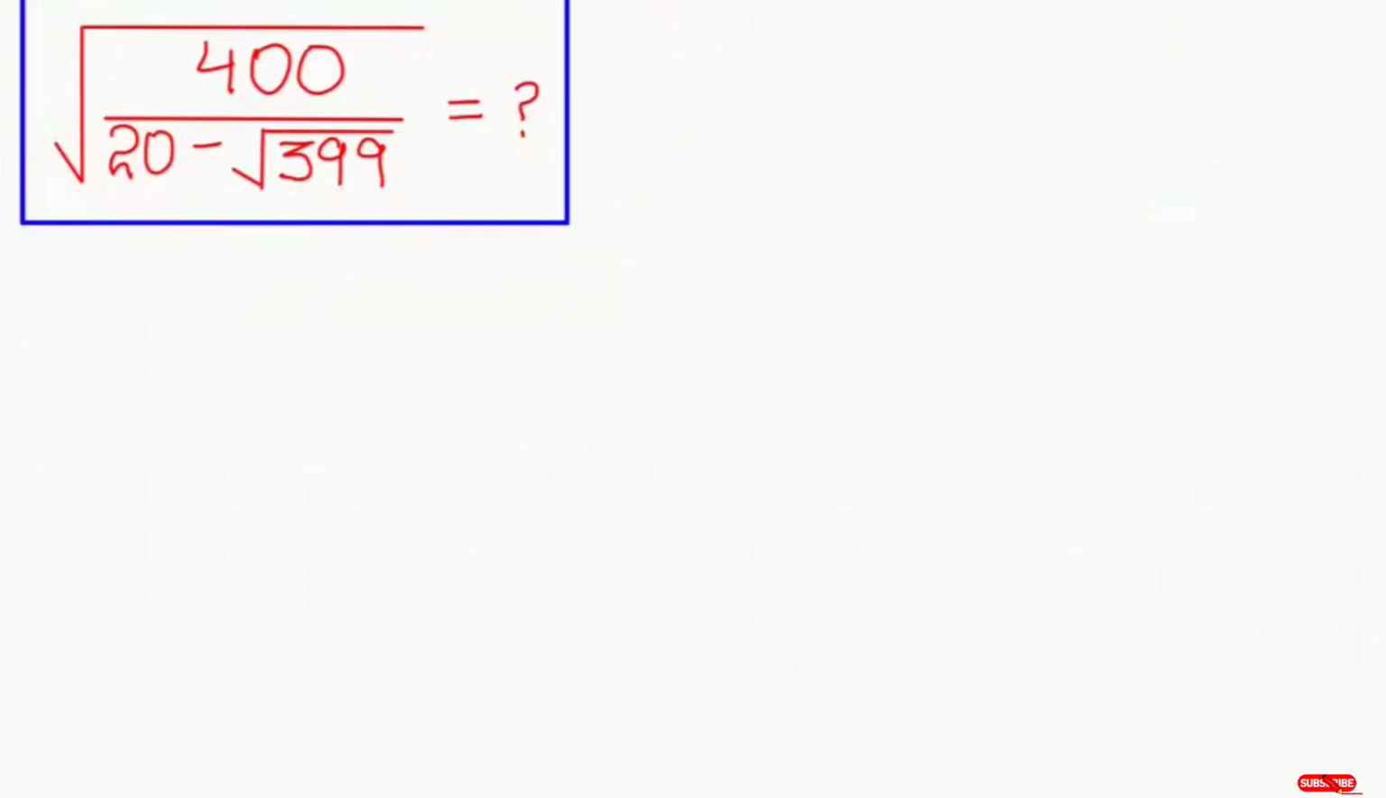Hi everyone, in this video I am going to solve this nice aspect problem. The expression we have is root of 400 over 20 minus root of 399. So let's get started with the solution.